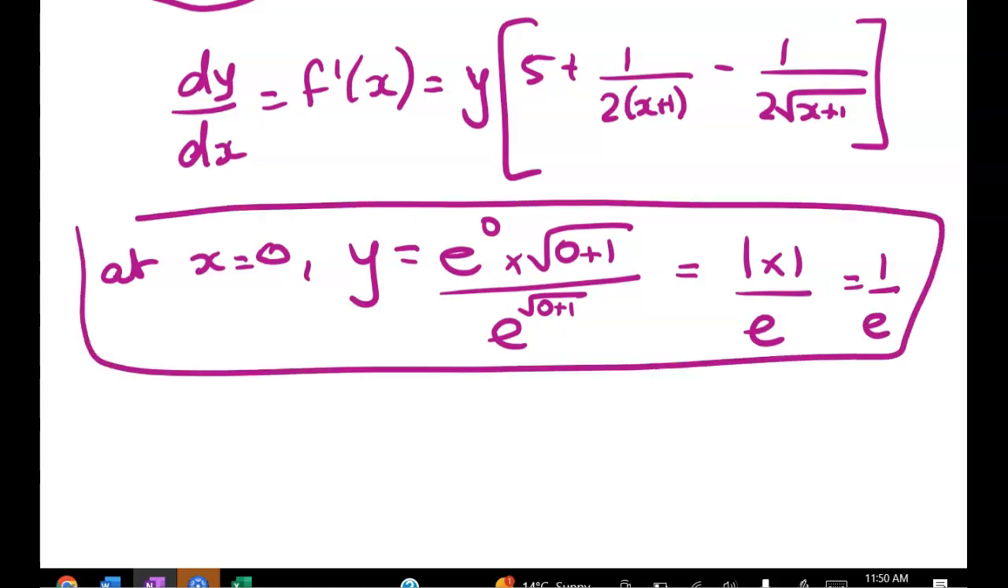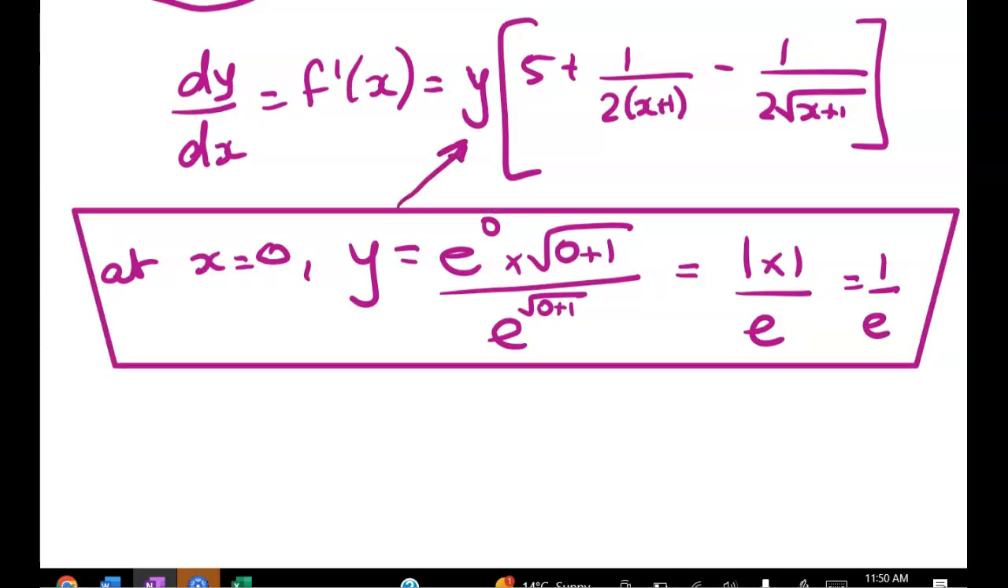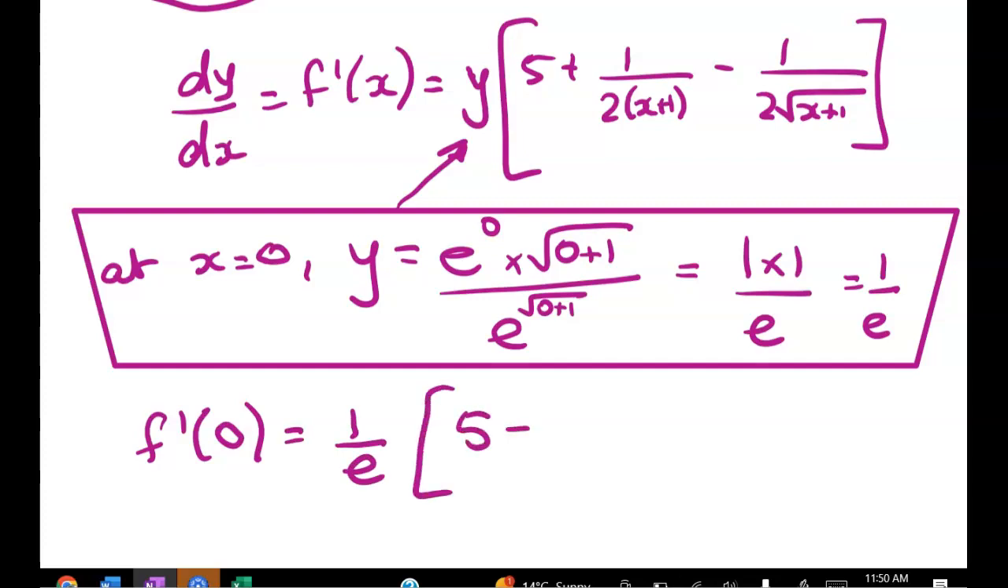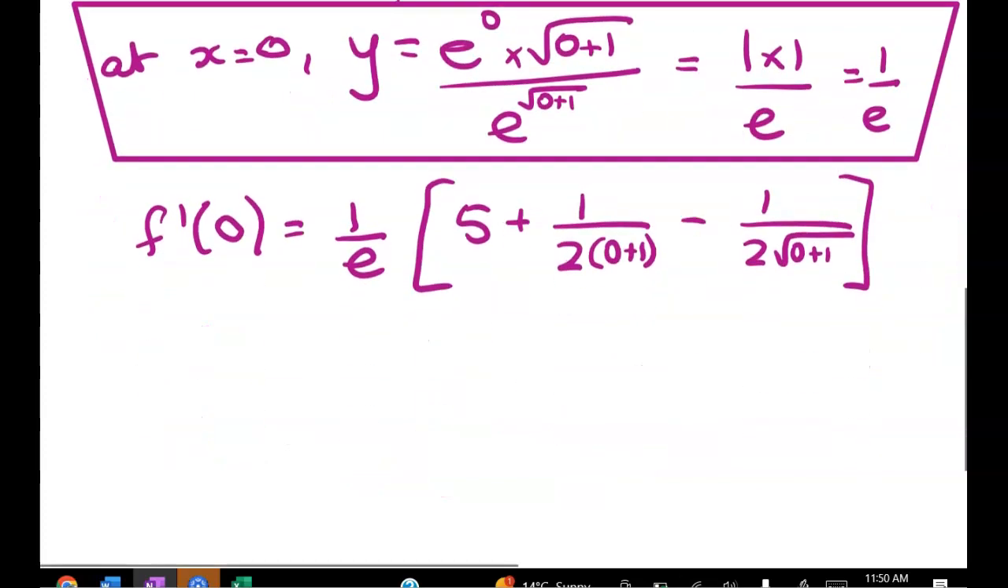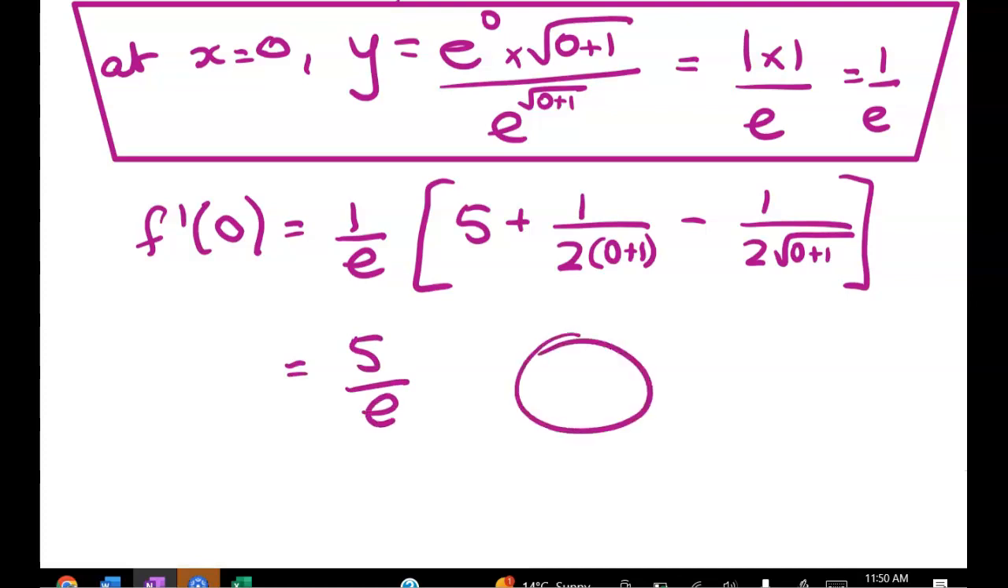Okay, so we've got that, and now we're going to substitute that into here. So f dash at 0 will equal 1 over e into 5 plus 1/2 times 0 plus 1 minus 1 over 2 root 0 plus 1. And that means that we end up with 5 over e for my final answer, which I think you'll agree really didn't involve too much thinking if we're confident with log differentiation.